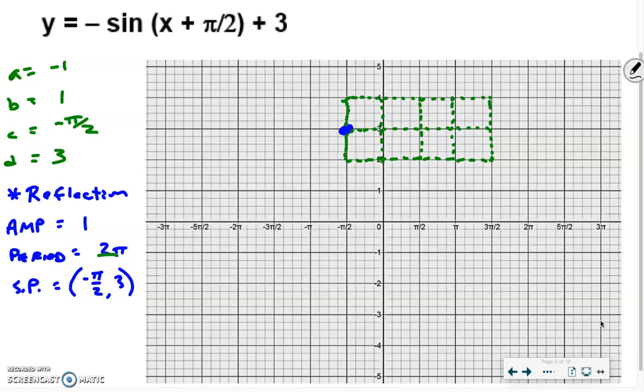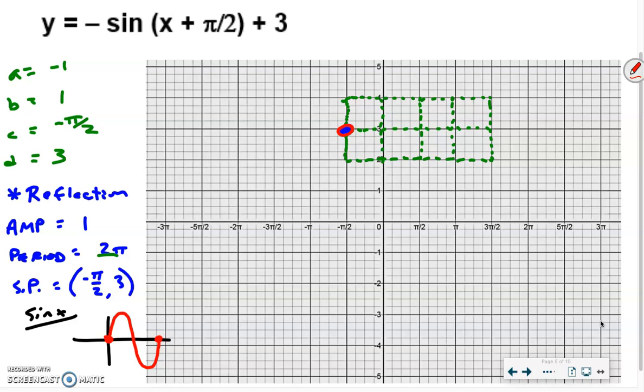Outstanding. Now let's think about a quote-unquote parent function for sine. I always forget. Does the sine curve go through the origin, or is that the cosine curve? Which one goes through the origin? Sine goes through the origin. Also, sine goes up, then comes back down. This would be 1 period or 1 cycle of the sine function. So that means that if we typically go through the origin, should we expect to go through the starting point? Absolutely.